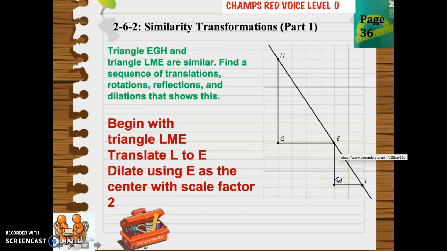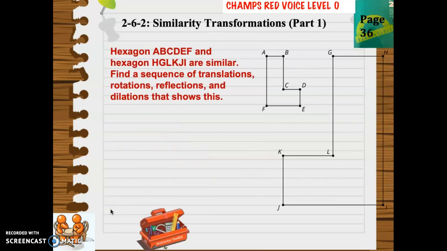Well, how do we find that? Here's my original. You go by the letters. And then I go 1, 2, 3, and then 1, 2, 3, 4, 5, 6. So 6 is my new. 6 divided by 3 will give me a scale factor of 2. So if you said the figure translated and then dilated by a scale factor of 2, you would be correct.